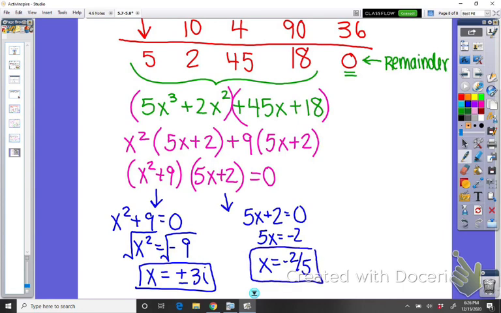So this was a degree 4. Here's 2 imaginary. Here's a rational number. And then the third, or that's 3. We need one more, which was the one we found on the graphing calculator. So x equals 2 was the 4th one. So all my zeros are plus or minus 3i, negative 2/5, and 2.